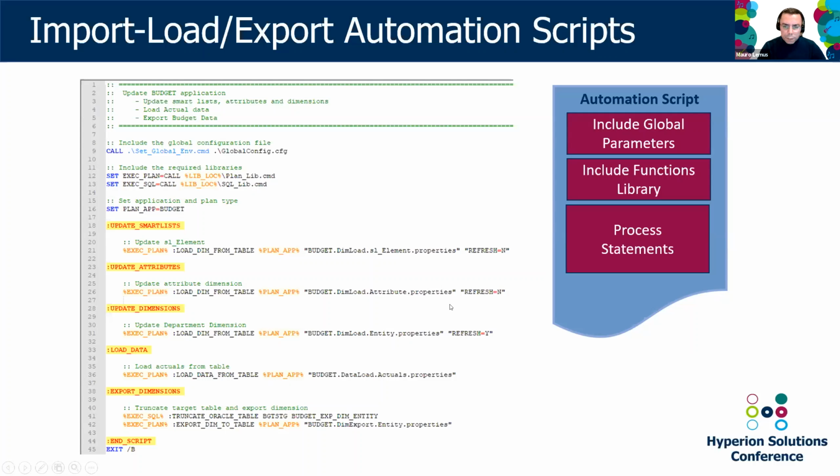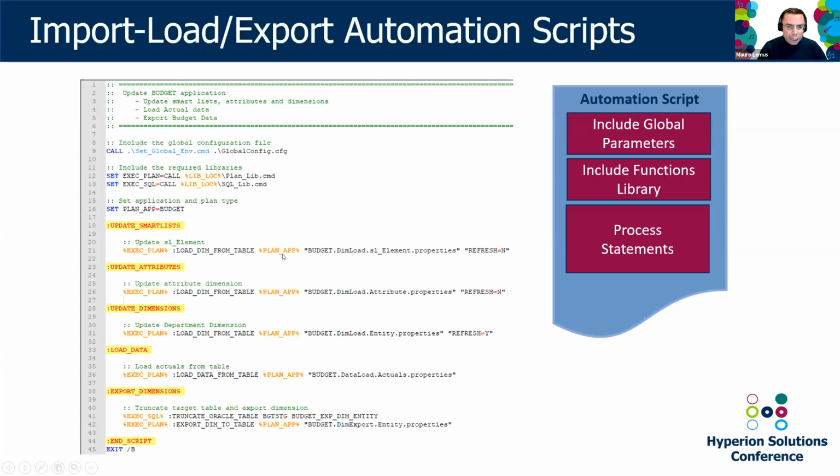And now, because we are done with the metadata, we can refresh. So now we are refreshing the outline, and we are ready now to upload data. So we point to the library, we use the load data from table that we defined already with the proper parameters, and then we upload, in this case, actuals.